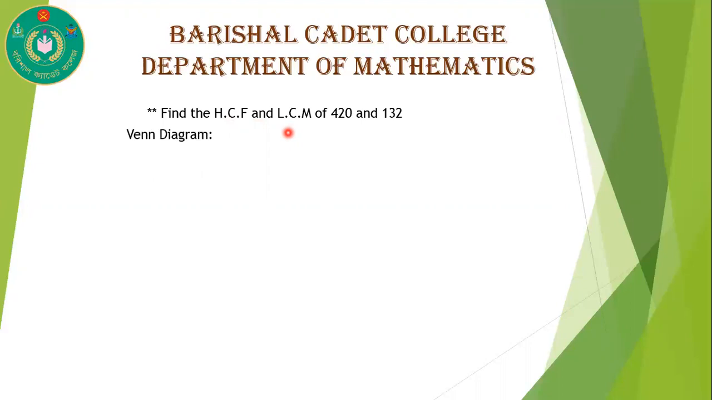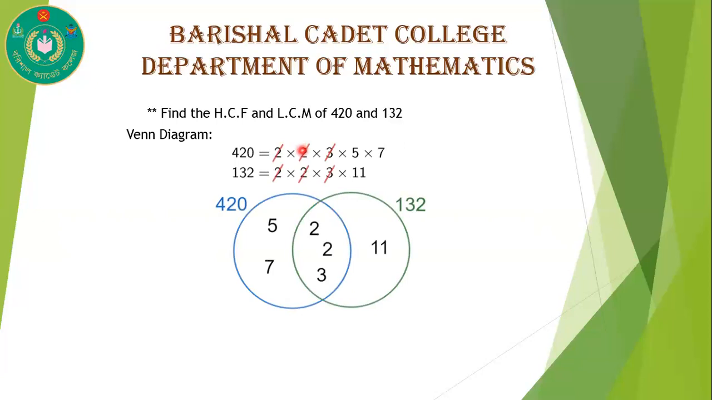Firstly, we write the given numbers as a product of prime factors. Now putting the numbers in Venn diagram. Here this is the product of prime factors, and putting these numbers in Venn diagram. Here we can see the common term is this.